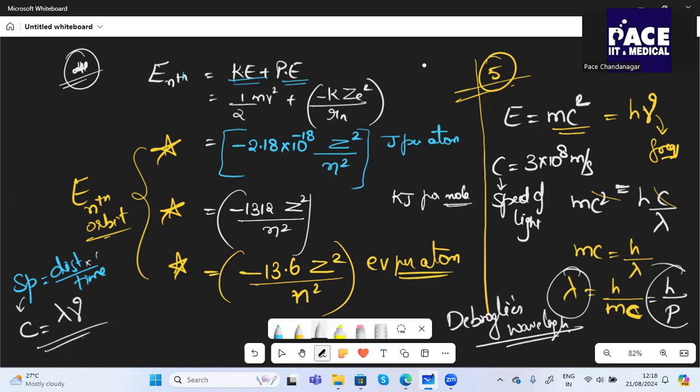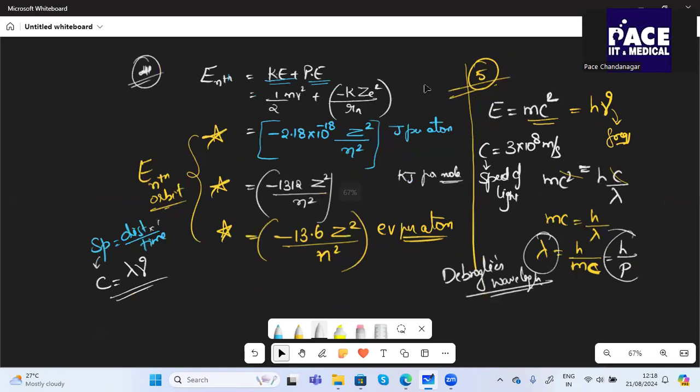De Broglie's wavelength has been derived here as lambda equals h by mc. M stands for mass, c stands for the speed of light, which is nothing but the velocity. Mass times velocity is momentum, which I have written as p. So lambda equals h by p. This is de Broglie's wavelength. This is set number 5. Please do remember all these sets so as to do your numericals properly, perfectly.